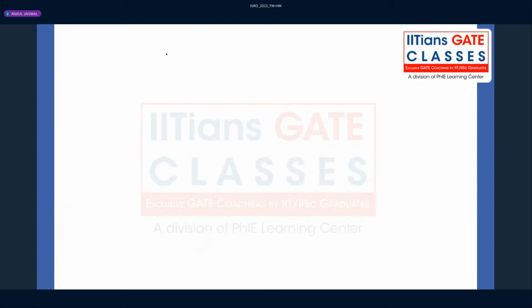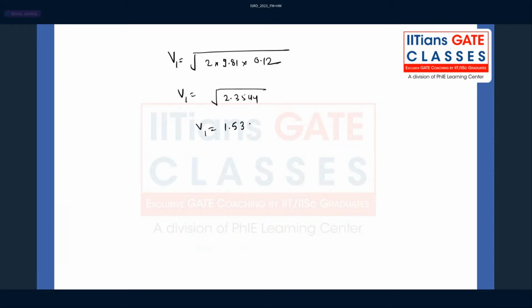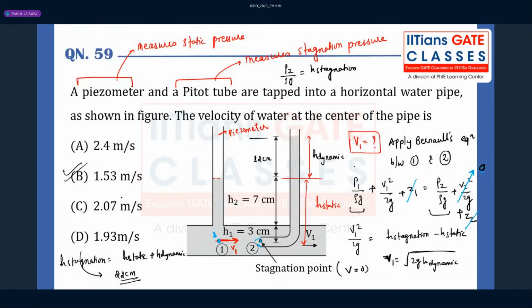Now when you calculate V1, 2 into 9.81 into H dynamic. H dynamic is what? 0.12 meter. So 2 into 9.81 into 0.12 gives 2.3544. Now when you take the under root of that, you will get 1.53 meter per second. Which option is correct? B is correct.